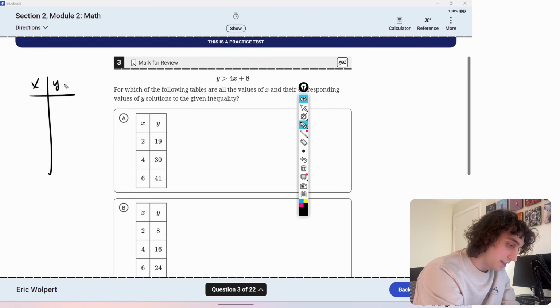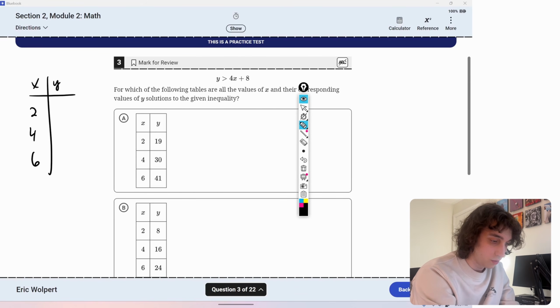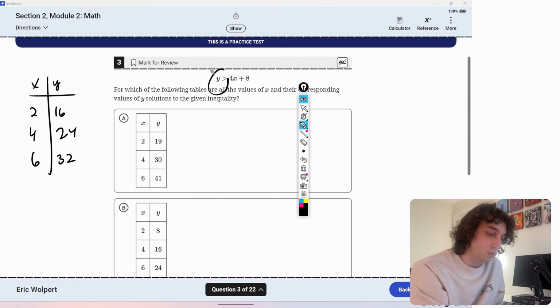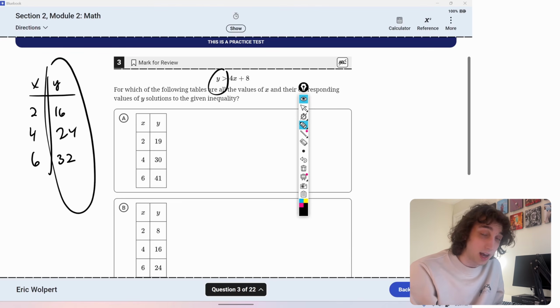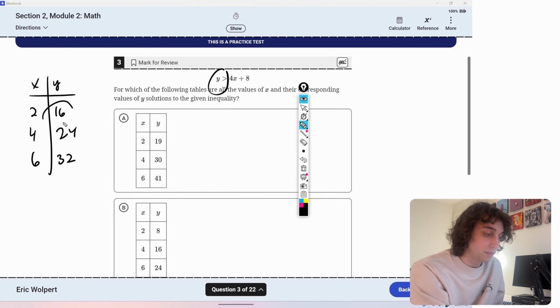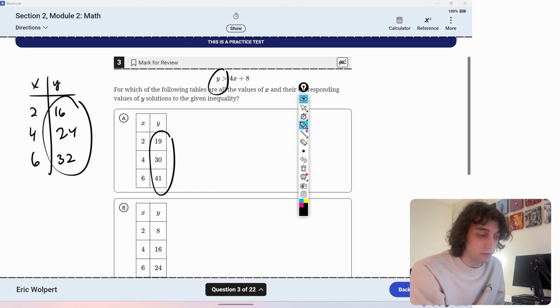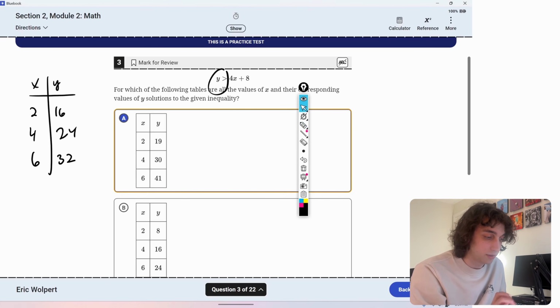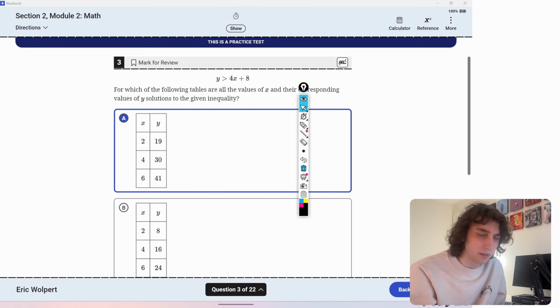We know that at 2, we're at 4 times 2 plus 8, that's 16. At 4, we're at 24, and at 6, we're at 32. And so in order to have a y that's above this line, we need the y's to be greater than 16 for 2, greater than 24 for 4, and greater than 32 for 6. So we just need to pick the table where all 3 of these y coordinates are above these y coordinates, which would be answer choice A. And I think that's a little bit faster than plugging everything in.